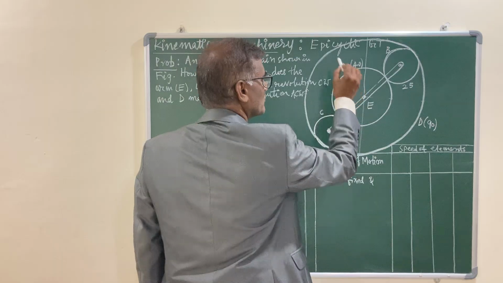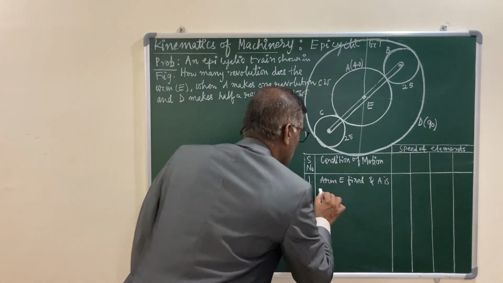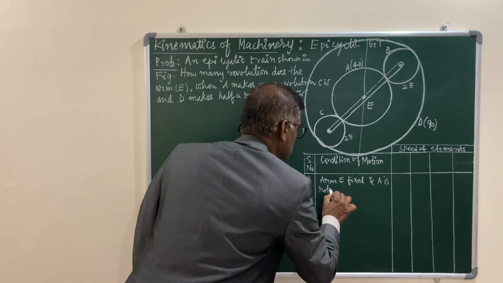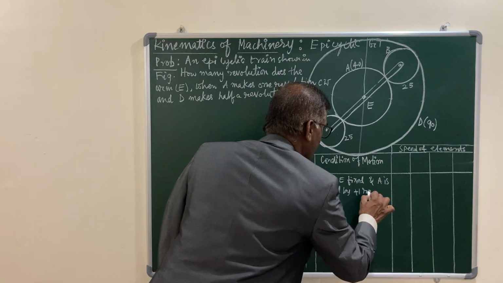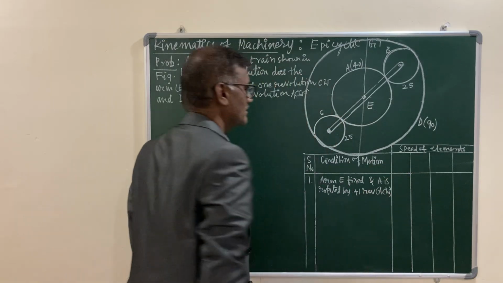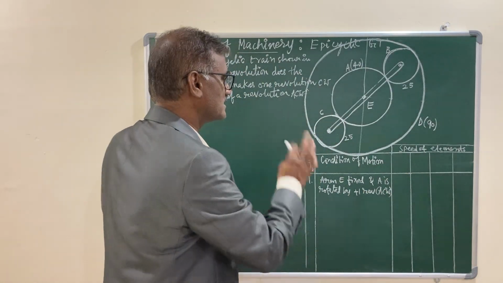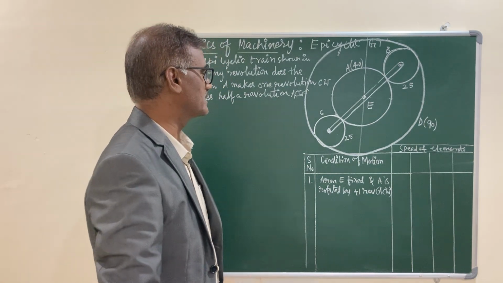I am giving input motion to gear A. Here gear A is rotated by +1 revolution. +1 revolution is anti-clockwise revolution. I am calling it a positive revolution. So this is the condition of motion I have imposed on this particular gear train.